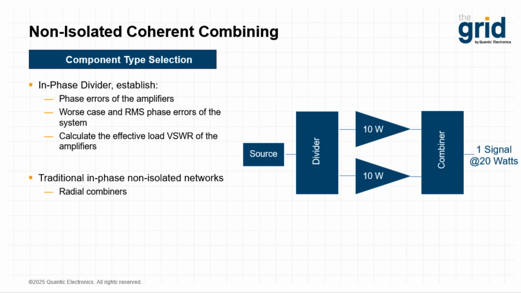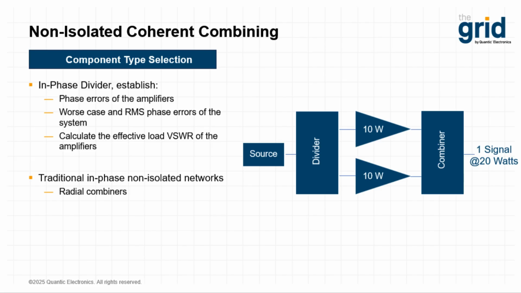Isolated power combiners tend to have some loss in the balancing network, and that is just due to the nature of adding the extra circuitry that needs to be involved to create the isolated ports. Non-isolated combiners, for example, we can have some radial combiners that can actually go in there and have some very, very low loss characteristics.